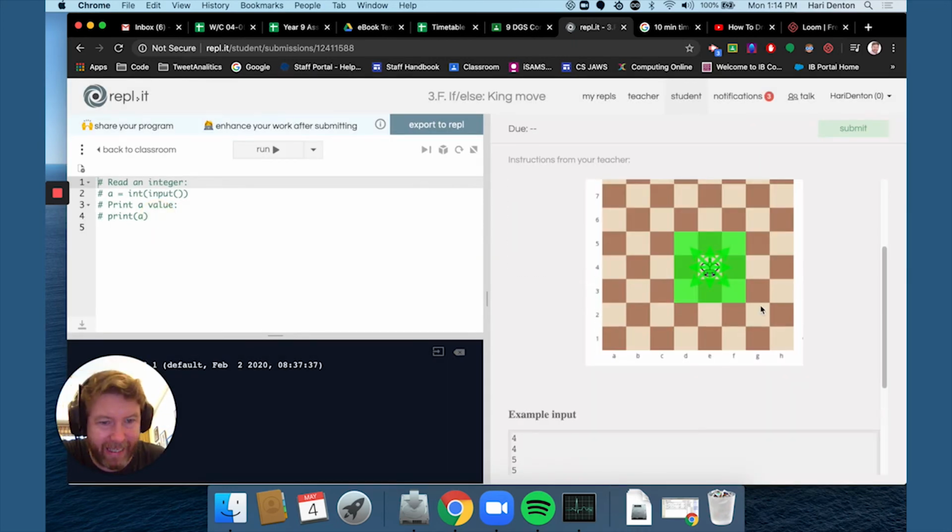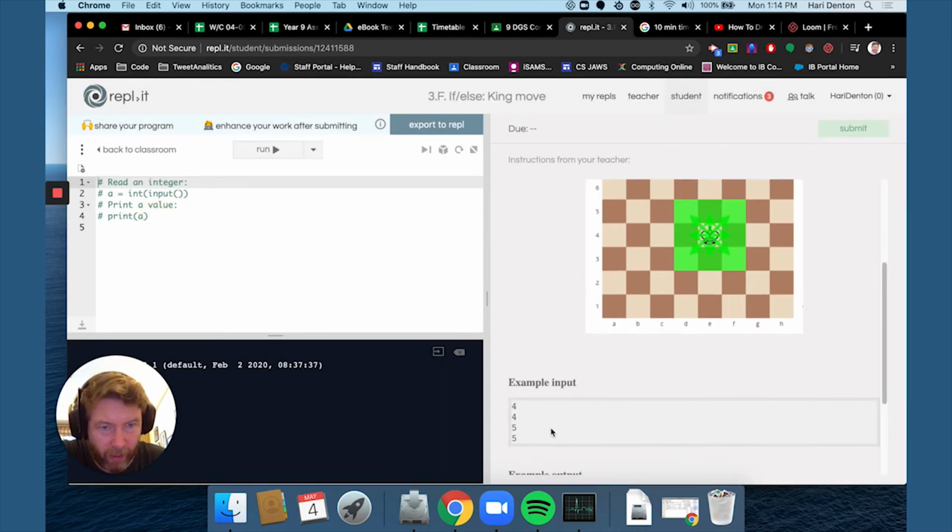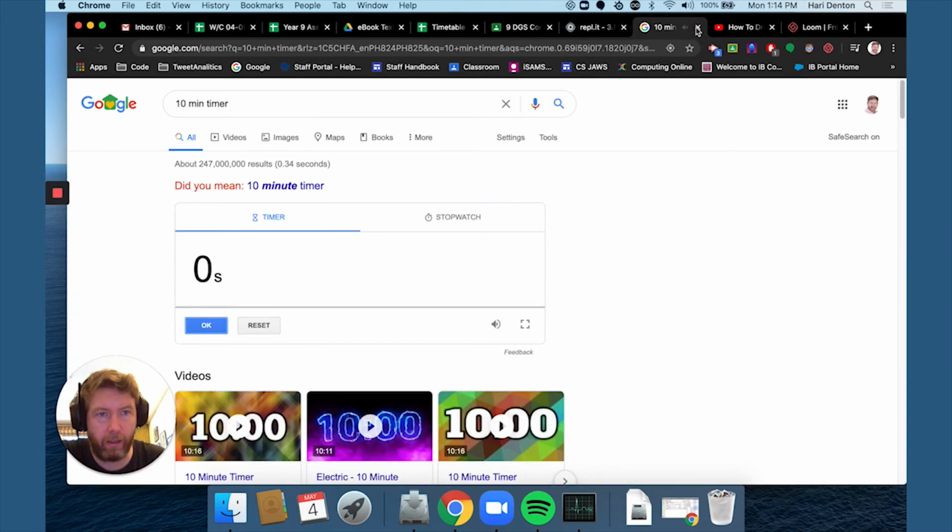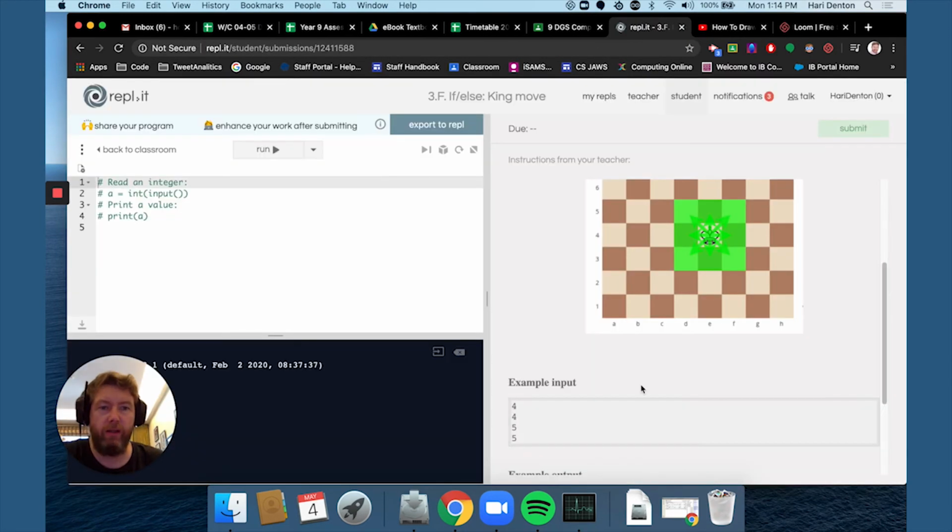Okay, so a king move. A king move is moving one square in any direction. Okay, so I've started, so I will finish this one. So a king move is a move where there's one difference. In this case, there's a difference of +1 between the x coordinate and +1 between the y coordinate.